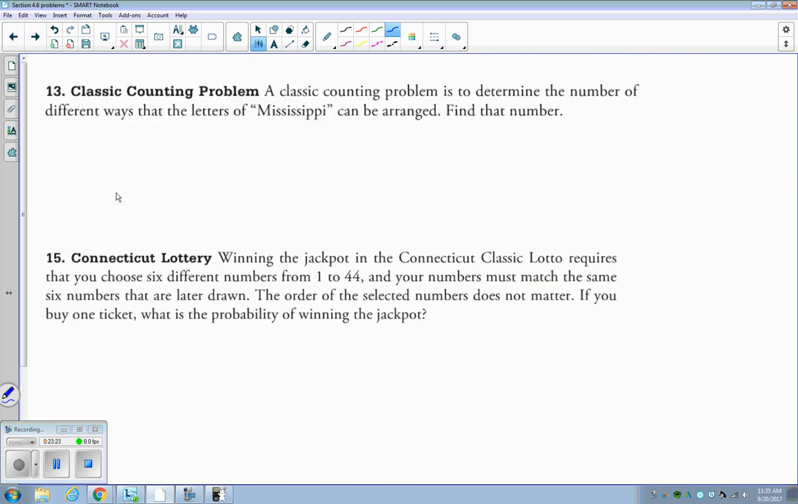Here we go with a classic counting problem: determine the number of different ways the letters of the word Mississippi can be arranged. As soon as you see that word arranged, you should think permutation or combination? Permutation. So I know it's a permutation, but this is a special permutation.